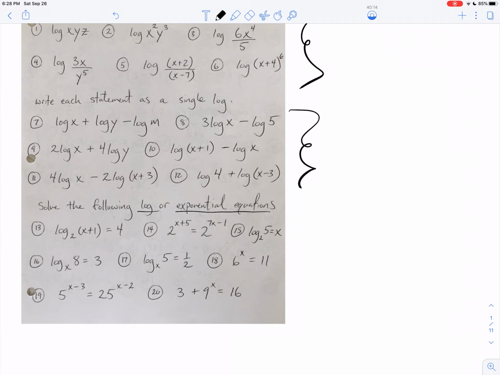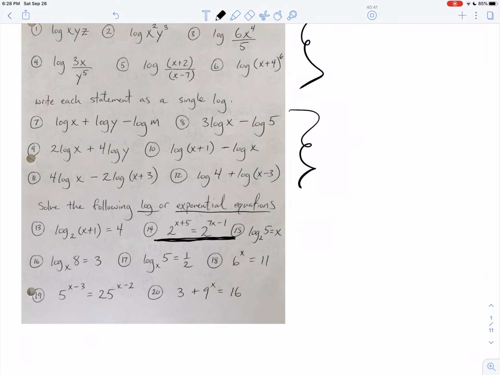So I'm just going to show you number 14. Please take a look at number 14 right there. That's an exponential equation. But they already have the same base. You do not have to go crazy on that. You can just say, hey, you guys have the same base. I'm going to set your powers equal and go to work. That's what I'm going to do.